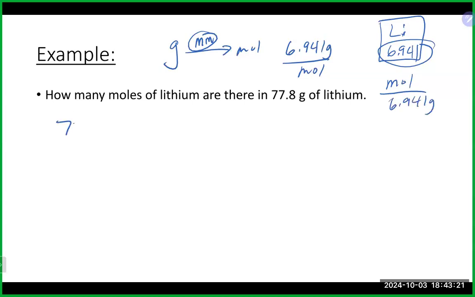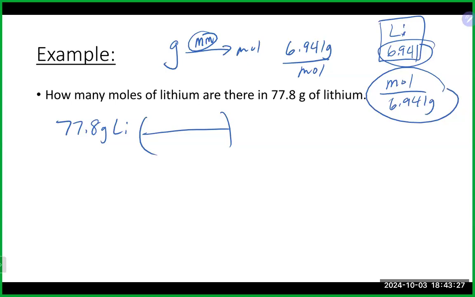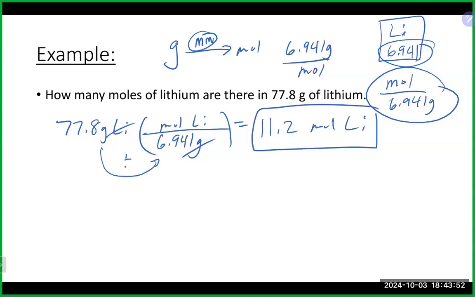So here, starting with our 77.8 grams of lithium, we want grams on the bottom, so we need to flip it and go opposite so that they cancel. Per mole of lithium, the grams will cancel, so we're essentially dividing by what's on the bottom. 77.8 divided by 6.941 gives 11.2 moles of lithium in this case. Also 3 sig figs, based on the first number in the calculation. Any questions on that?